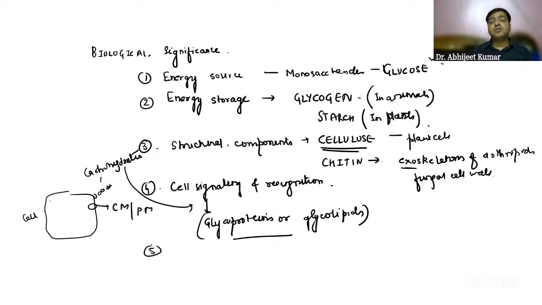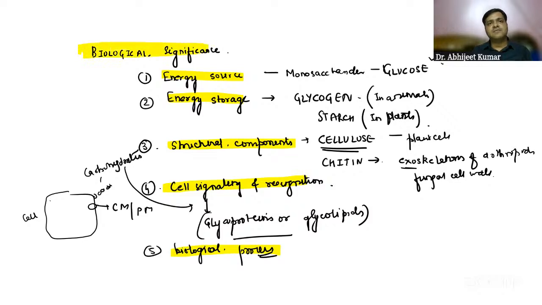Apart from that, if you want to remember one more from the exam point of view, they are involved in various biological processes. You already know that carbohydrates are involved in various biochemical reactions taking place in the body, even in the synthesis of nucleotides, amino acids, and other molecules. Basically, it is very, very important. So these are the biological significance points we have discussed, and you can just mention them from the exam point of view.